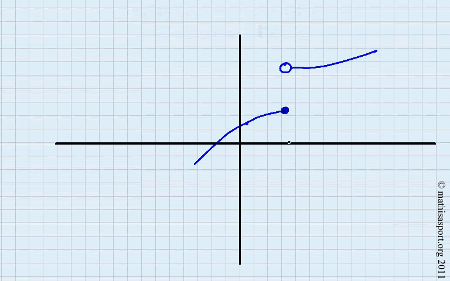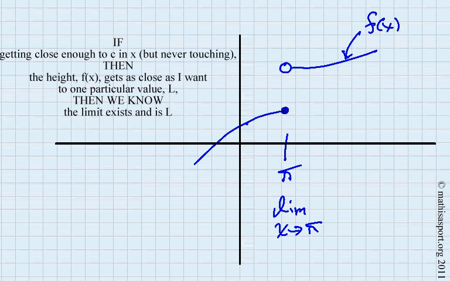Okay. We're interested in understanding the limit right here. Let's say this is, I don't know, pi. We want to know the limit as x tends towards pi of whatever this function is, f of x. And by this function, I'm talking about both pieces. So does this meet the definition of limit? Is it the case that by getting close enough to c in x, but never touching, the height f of x gets as close as I want to one particular value L? If that's true, then we know the limit exists.